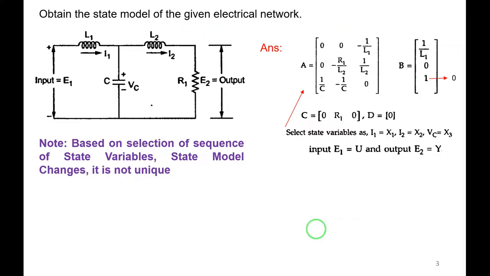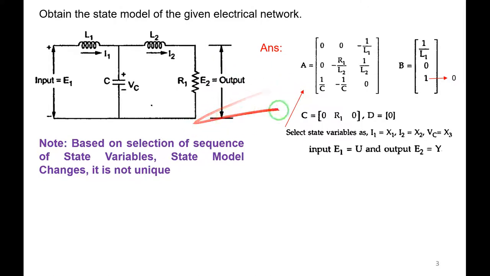Okay. We'll consider this electrical network. Obtain the state model of the given electrical network, right? This is the given electrical network. This is the input E1, and it has inductors L1 and L2 and a capacitor, and the load is R1, and the output is E2, right?